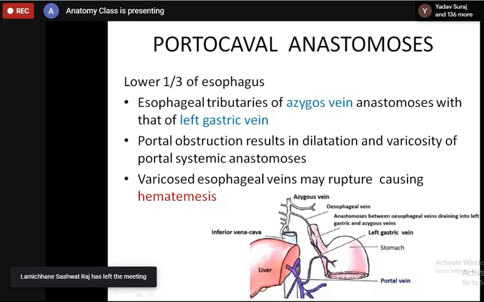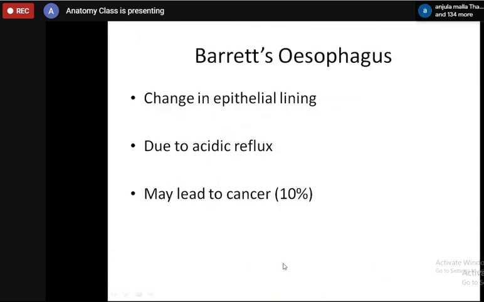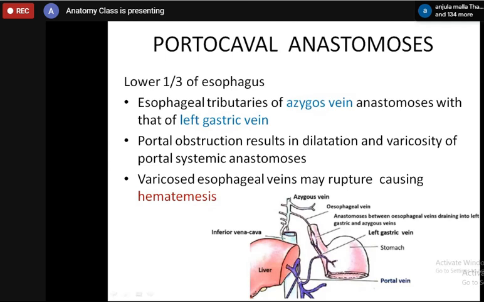Then what happens here? Suppose the person is very alcoholic or has liver cirrhosis or portal hypertension. In that case, the portal vein will be obstructed. If there is cirrhosis of the liver and portal hypertension, the portal vein cannot properly drain its blood into the liver, so there will be backflow of blood. Instead of going into the portal vein and the liver, there will be a reversal of the flow of blood. So these blood vessels will be dilated.